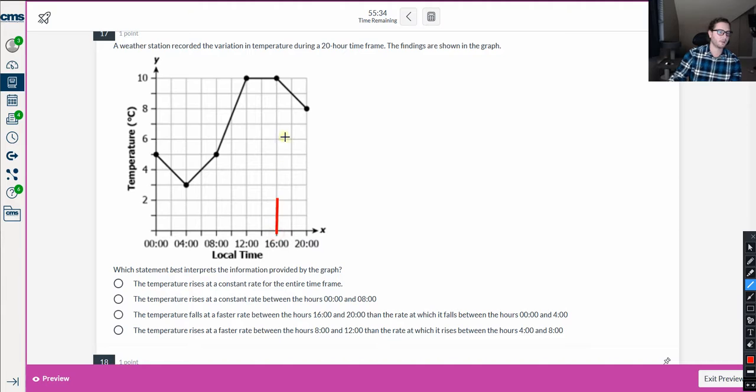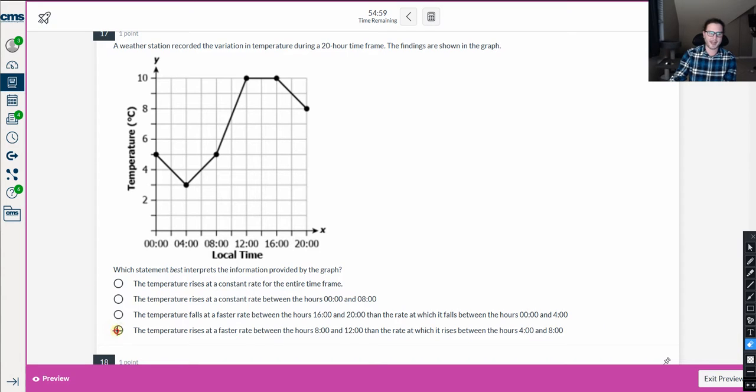Next up, it is asking us, the temperature falls at a faster rate between 16 and 20. Okay, so it's saying that it's falling in this time period faster than it falls from 0 to 4. So here's 0, and here's 4. Are one of these decreases steeper? No. Both of them are going over by 1 and down 1. They both have the same slope between those 2 sets of red bars. So it's not going to be that one.